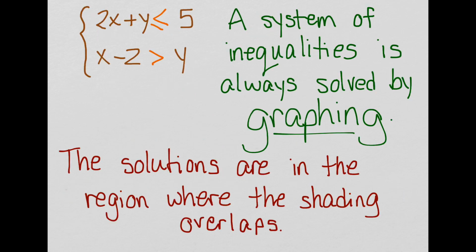And then we graphed a system of inequalities. Notice that this system looks different than the ones that we started talking about in the beginning of the unit because it has inequality signs, not equations. And a system of inequalities is always solved by graphing because we show the solutions by shading, and the solutions are in the region where the shading overlaps, because we would shade for the first inequality, then shade for the second inequality, and they would overlap.